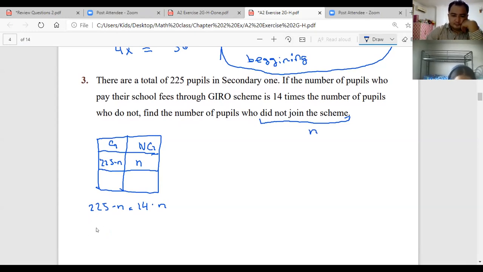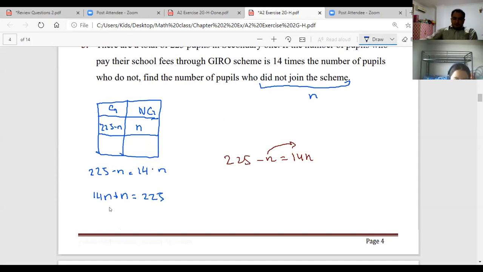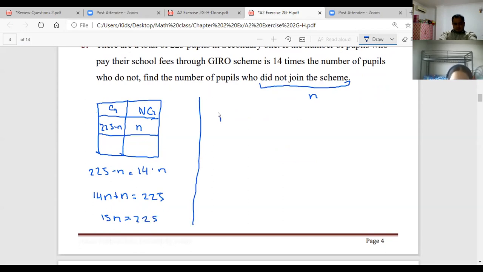So 225, minus n, 14n. Shahina, can you take this to the right-hand side? What happens? Oh, 14, I see. 14n minus n equals 13. Not minus, Shahina. If it's minus n, take it to the right hand side, it becomes plus n, right? So 15n equals 225. That's 15n equals 225. Let's draw the line. n equals 225 over 15.